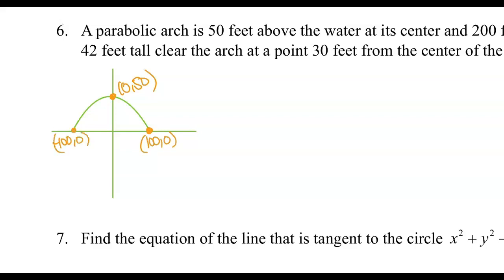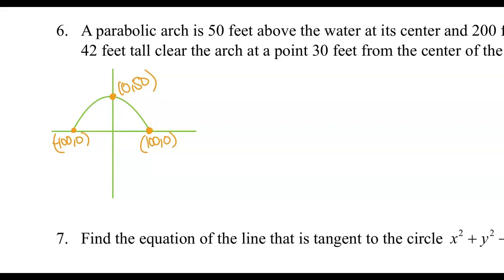Since it specifically said 50 feet above the water at its center, I'm using the center and going straight up. That will be my 50. The 200 just needs to add up to 200 when you add both sides. After that, it says that you have a boat that is 42 feet and it needs to clear the arch, and it's at a point 30 feet from the center.